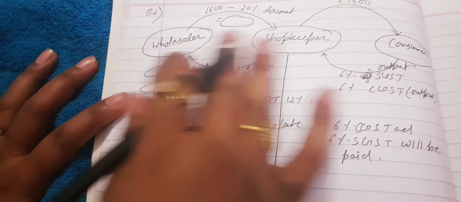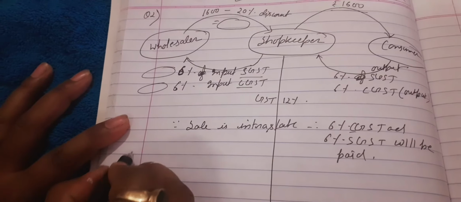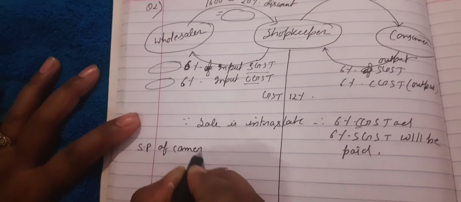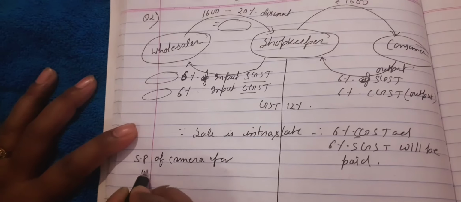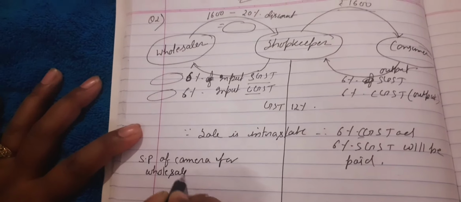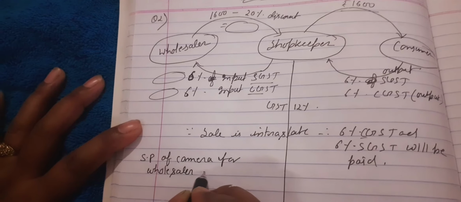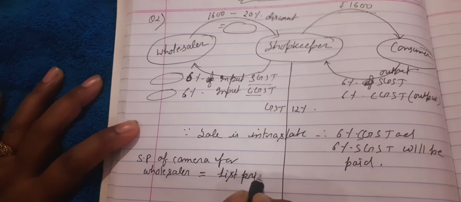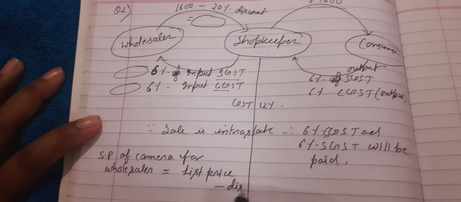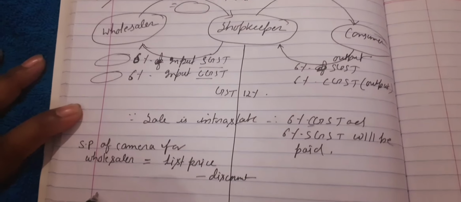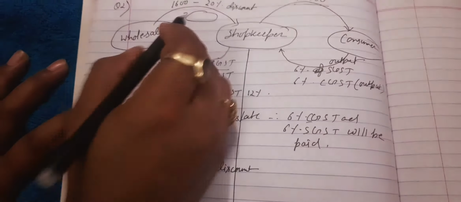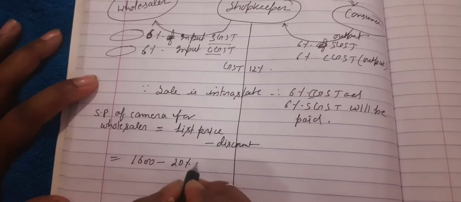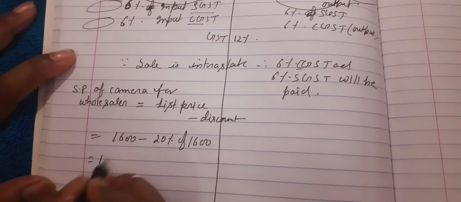First sum is between these two, wholesaler and shopkeeper. Okay, selling price of camera for wholesaler is equals to list price minus discount. And what was the list price? List price was 1600 minus 20% of 1600. So we will solve it.